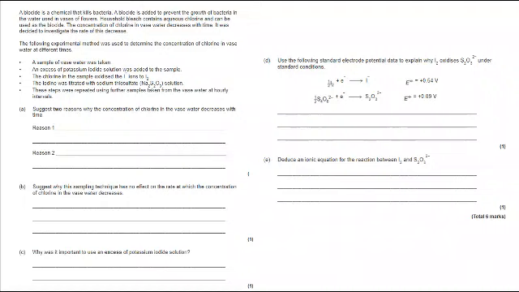So for part A, suggest 2 reasons why the concentration of chlorine in the vase water decreases with time. Well, the first one, we've got to think about why the chlorine is there, and it's interacting with the bacteria. It's used to kill the bacteria, which means it's no longer there. The second option is actually even more simple. It might be it's just evaporated away. Now, you only need 2 reasons here, but there are more to choose from.